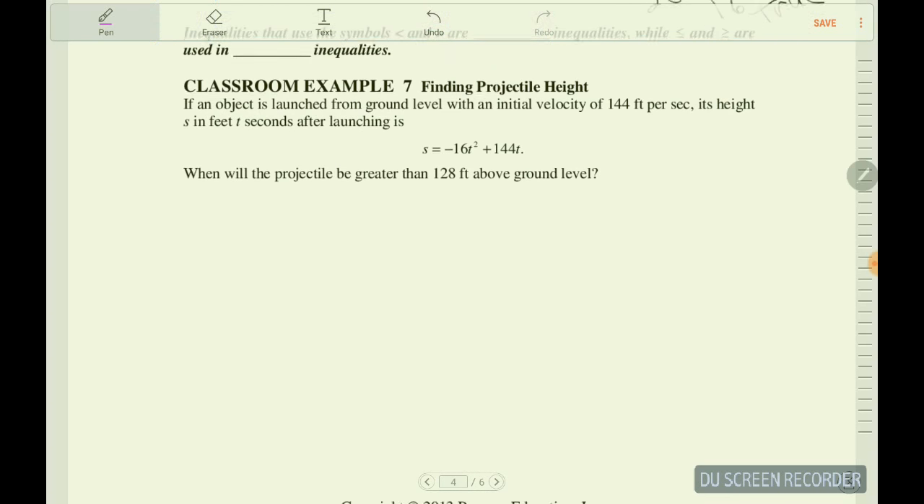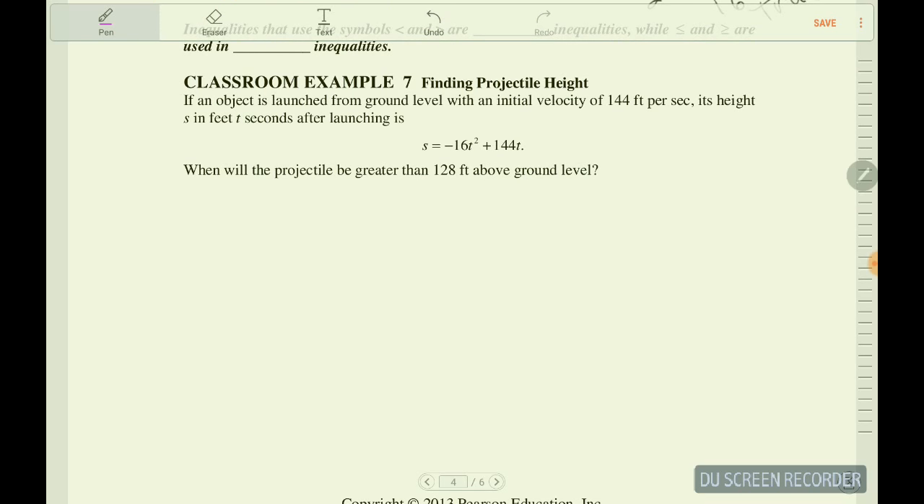Classroom example number 7, finding projectile height. If an object is launched from ground level with an initial velocity of 144 feet per second, its height s in feet t seconds after launching is given by the formula. When will it be greater than 128 feet above ground level? So when we say when, we're talking about the time t, like which parts of the number line?